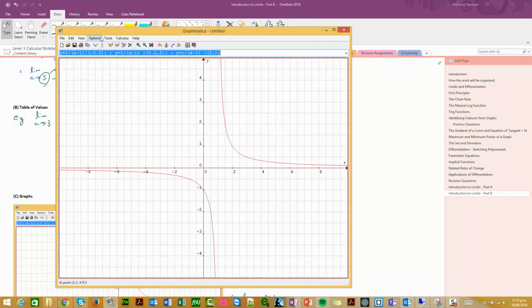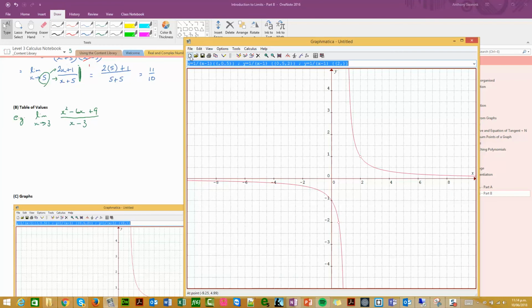So I'm going to clear what I've currently got here, and I'm going to type in that function. So y equals, and then on the top line we've got x squared minus 6x plus 9. Let's close that bracket off, and then on the bottom, also in a pair of brackets, we're going to go x minus 3.